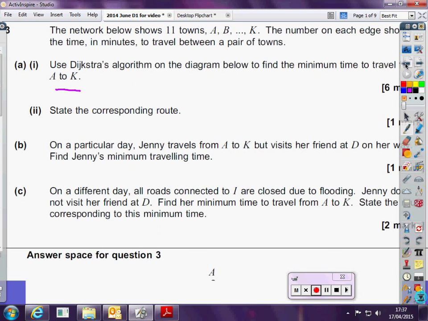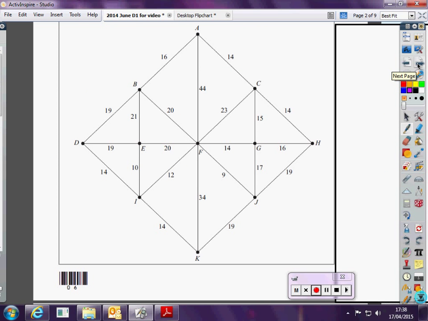Okay, this is 2415 D1 June exam. We're going to have a look at question 3 that involves Dijkstra on a network that I've just shown you. It wants us to Dijkstra from A to K. So we're going to go straight into that, 6 marks.